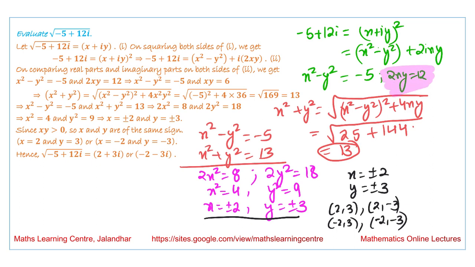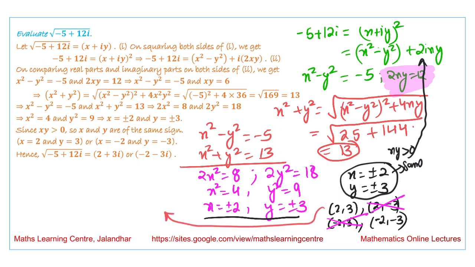we get that the sign of x and y should be the same, because xy is greater than 0. It means these two values are not possible. So the answer that we get in this case is 2 + 3i and −2 − 3i.